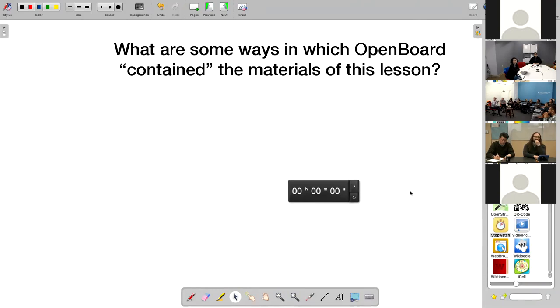And by having some system, and it doesn't have to be OpenBoard, but some system that contains all of these different pedagogical maneuvers, you can really gain time so that your students can be speaking to one another or interacting in the language. Anything else?